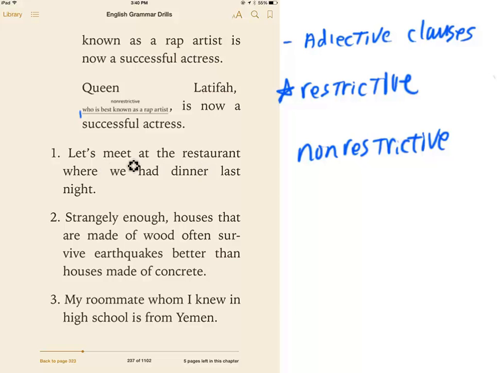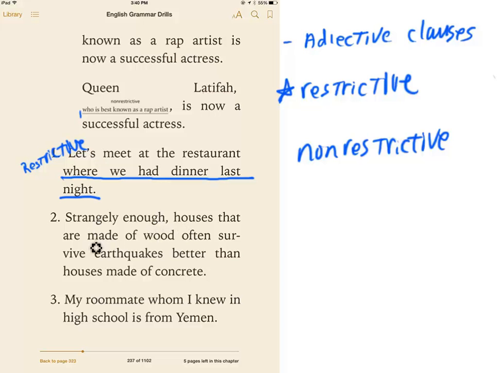Let's meet at the restaurant where we had dinner last night. Now you know exactly which restaurant. You understand the meaning of the sentence. This, where we had dinner last night, you must have that information to know which restaurant. Okay, so I'm going to say that this is a restrictive clause. I do not use commas. Okay, so I'm going to underline this, and I'm going to write it's restrictive. Okay, how about this one?